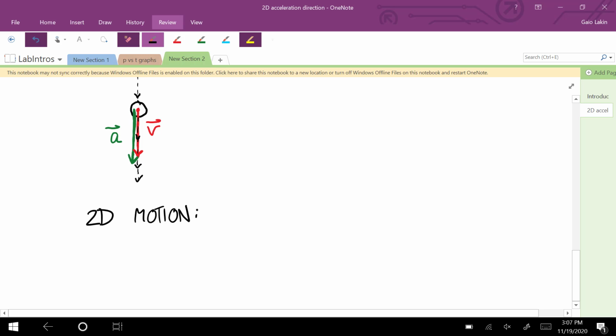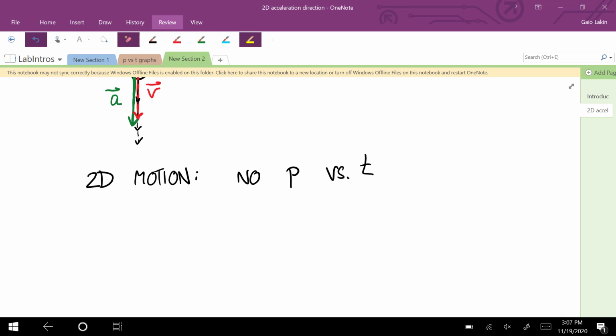Well, there's not really going to be such a thing as a position versus time graph anymore. You could graph the X position versus time and then the Y position versus time, but it's pretty cumbersome to deal with, so we're not going to do that. And so the only way we're going to represent this motion is to sketch the path of the motion. And that's going to be some kind of curve in 2 dimensions.